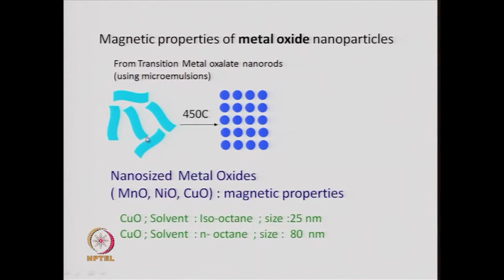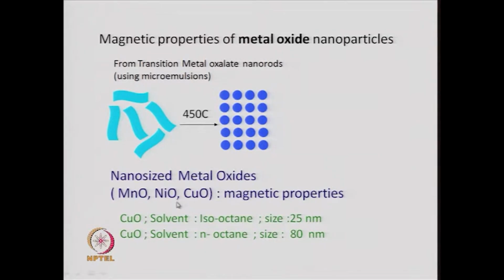So, that controls the shape of the starting metal oxide, and when you decompose it, that controls the shape of the final transition metal oxide nanoparticles. So, here you can make MnO. If you start from manganese oxalate, you will get manganese oxide. You can get nickel oxide if you start from nickel oxalate, and you will get copper oxide if you start from copper oxalate.